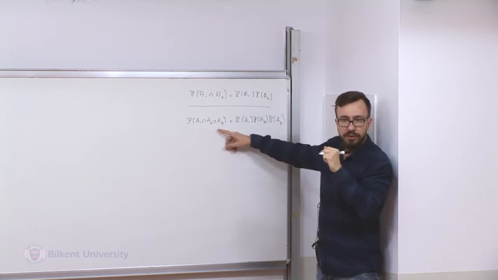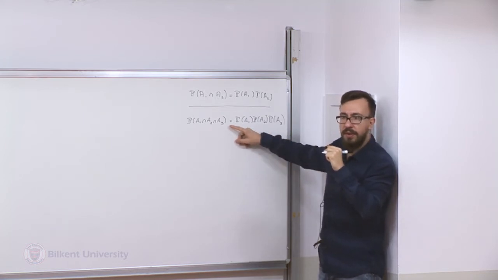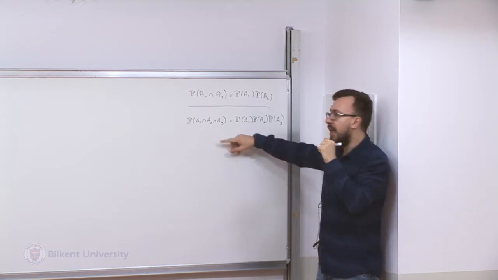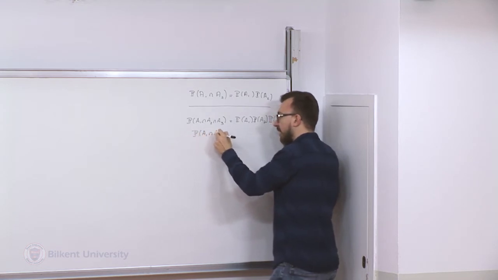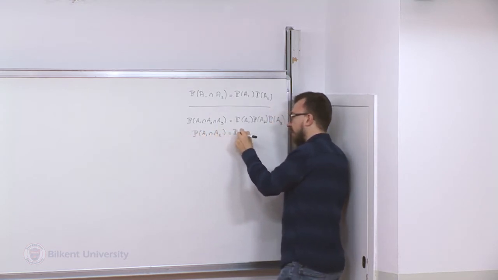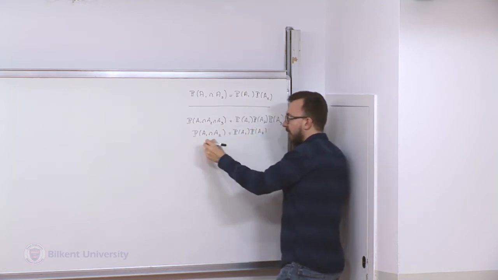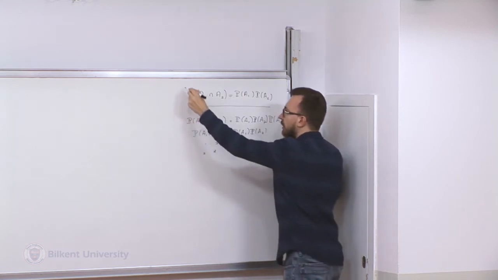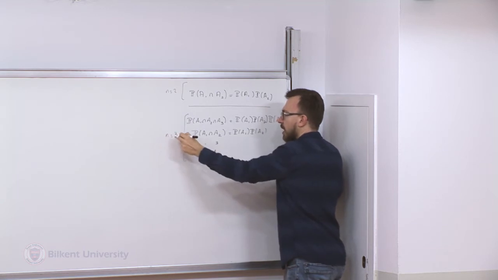Anybody who took an undergraduate course on probability? Was it the definition of independence for three events? Something's missing here. You need to also check the two-way interactions, right? So this is not enough by itself. And we have 1, 3, and 2, 3. So this is for two events. This is for three events.